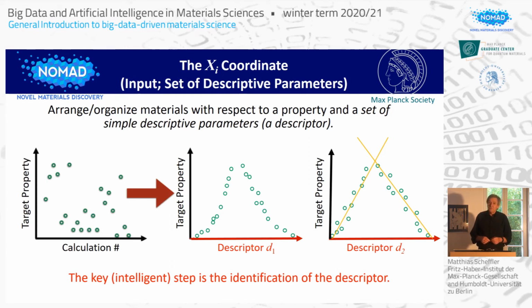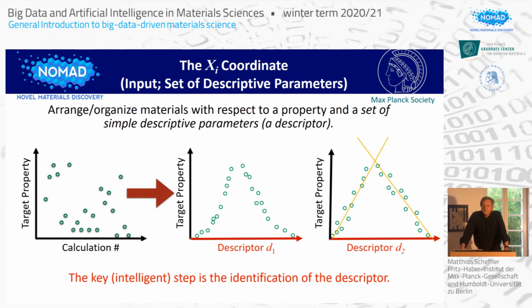So depending on your descriptor, you can in fact find that even a linear fit, a linear regression, may be good enough, telling you the physics behind it. The important thing is that you only find this linear fit if the descriptor, which is called here D2, is chosen properly.